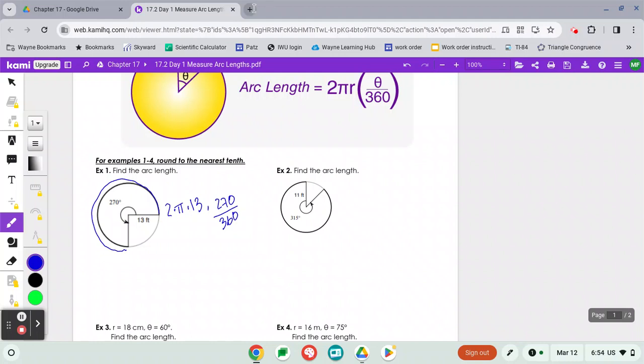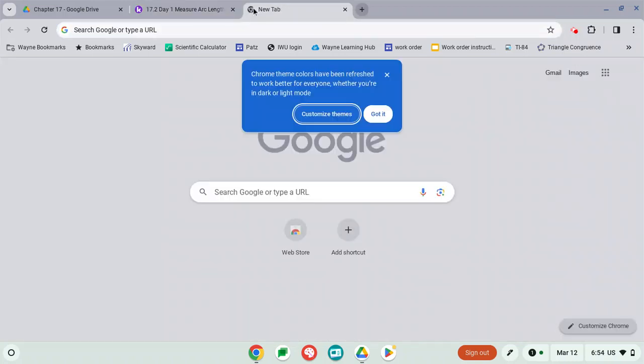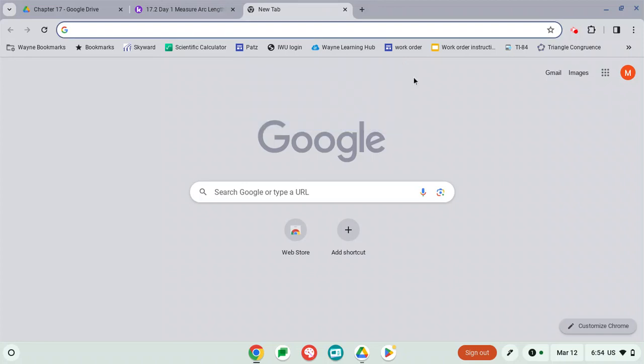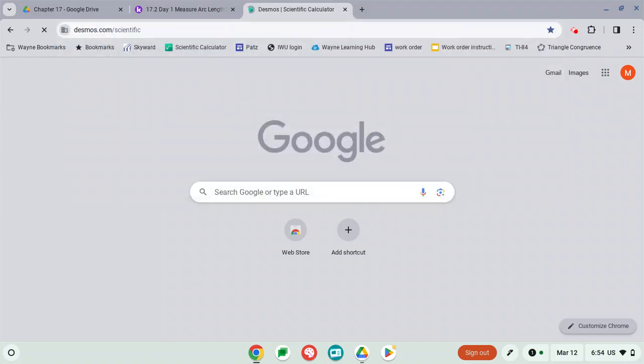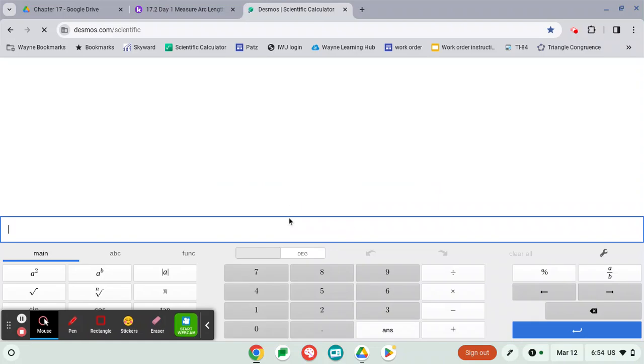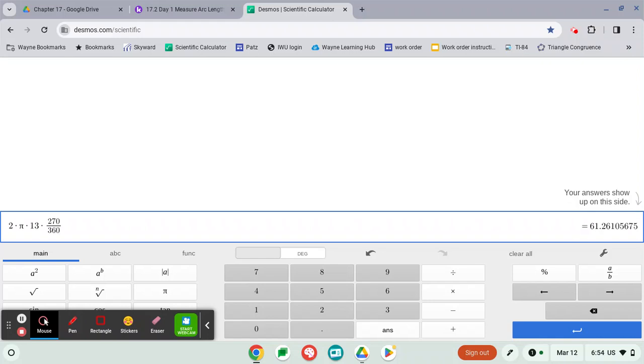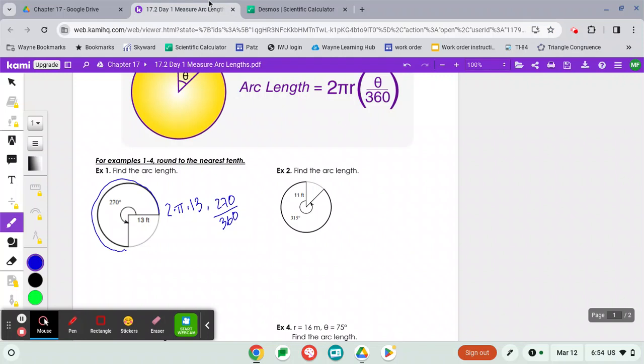You can either use the calculator at the back of the room. If you do that, please put it back. The other option is the one on Delta, or go to desmos.com/scientific. This is a great calculator to use as well. So 2 times, if we type pi, it pops up for us. So 2 times pi times 13 times 270 divided by 360. And you'll see if we round this, we get 61.3.